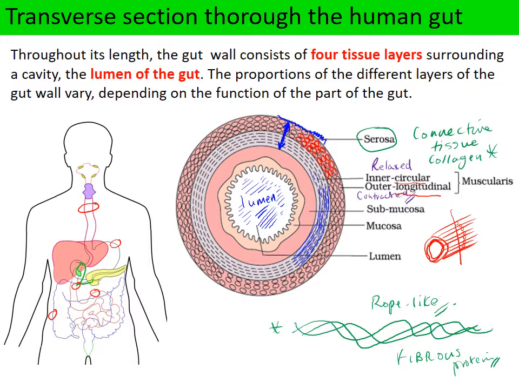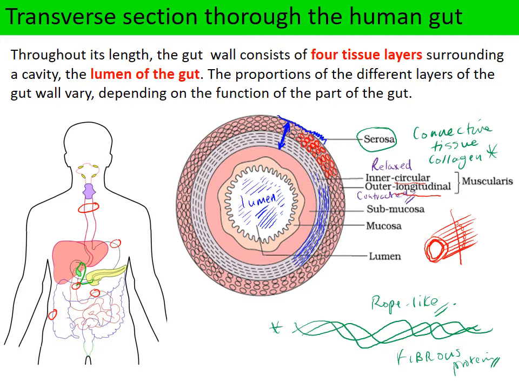When peristalsis occurs at one point of the gut wall, it's the opposite. So the inner circular muscle contracts, and the outer longitudinal muscle then relaxes. And this wave of contraction, if you like, passes down the gut, and that's what we know as peristalsis, to push the bolus of food through the gut in a single direction.